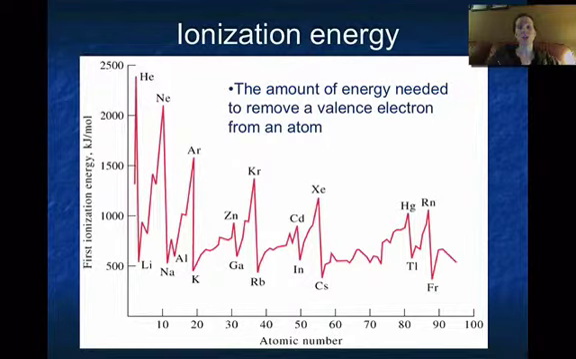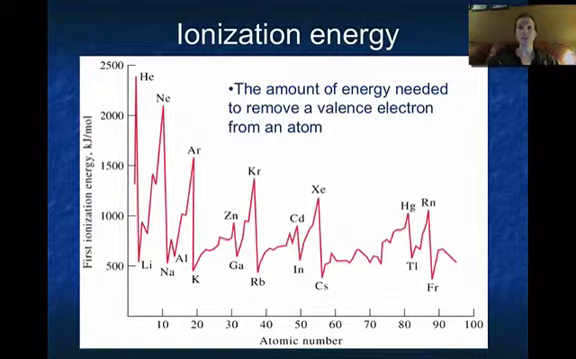If you just look at this graph and look at the trends, okay, if you look at lithium to neon, that's your row 2. So period 2, lithium to neon, we can look here and say, what's the trend? Well, the trend is as I increase my atomic number moving across a period, the ionization energy increases.